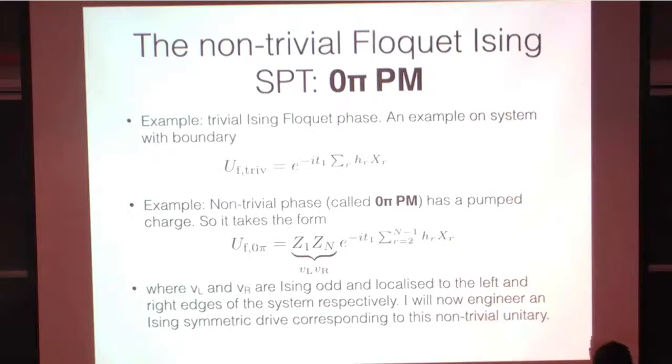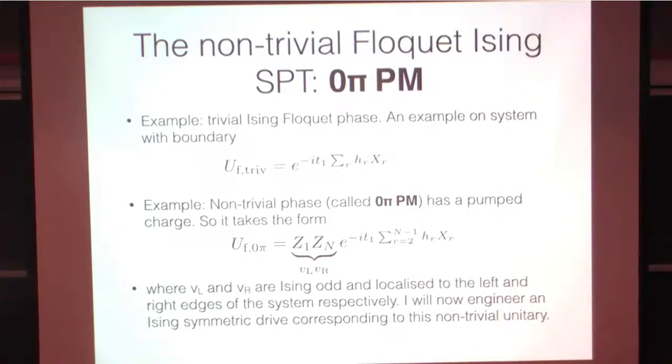Let me give some examples of Floquet unitaries in these two phases. I'll call the trivial phase either trivial or the 0 paramagnet. The non-trivial one, I'll call the 0 pi paramagnet, or non-trivial. Here is an example of a Floquet unitary in the 0 paramagnet, or trivial phase. It just looks like driving with a paramagnetic Hamiltonian, and it doesn't have any edge modes. And here is an example of a 0 pi paramagnet.